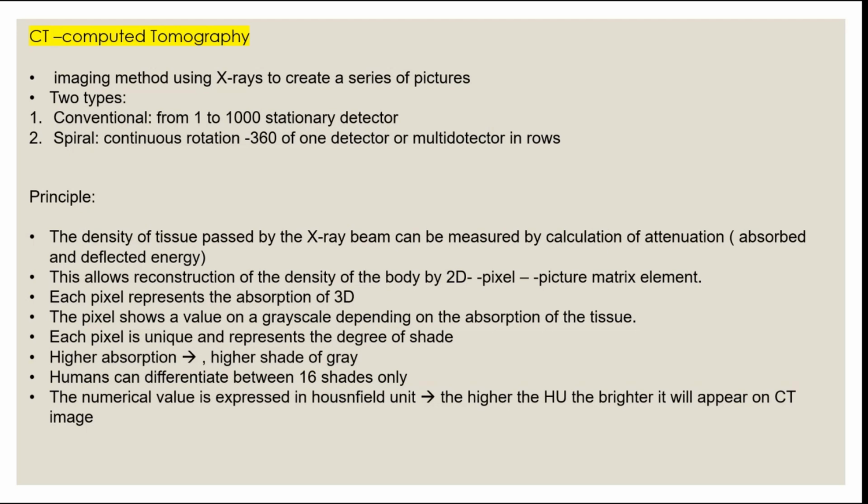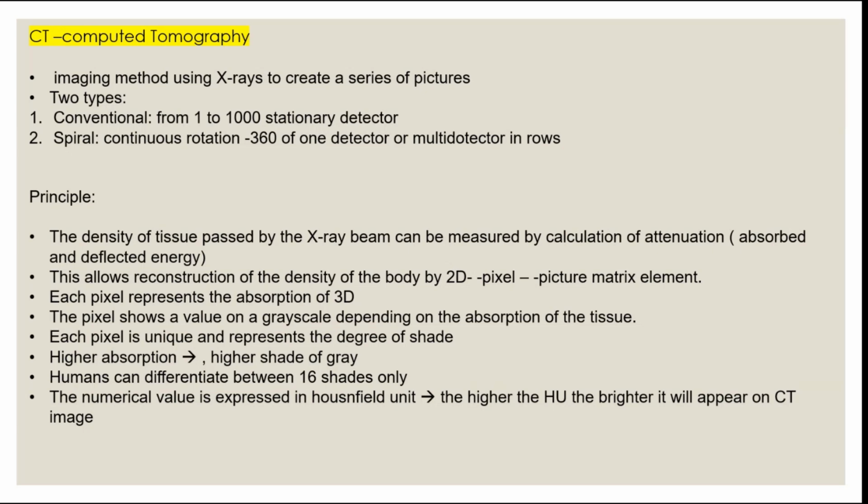Conventional is stationary, and we have 1 to 1,000 detectors placed in different positions around the machine, and they will send the X-ray beam through the patient. And then the second one, the spiral one. The spiral one is a continuous rotation, 360 degrees, with one detector, or we have multiple detectors in a row. So these detectors will run through the patient when he's lying in supine position.